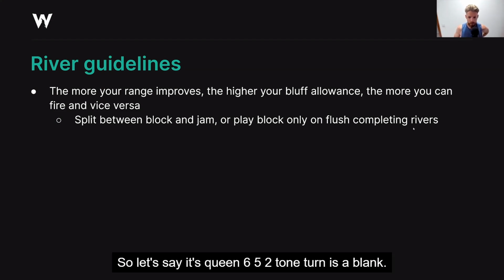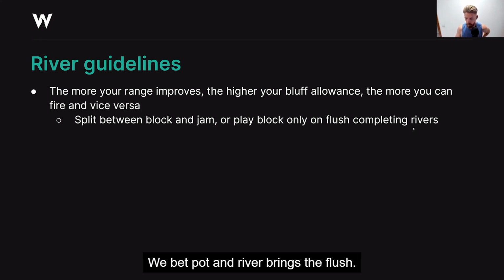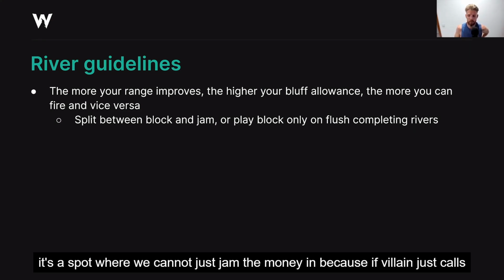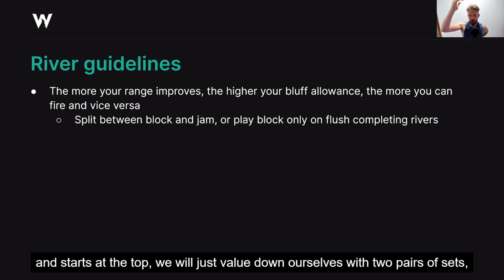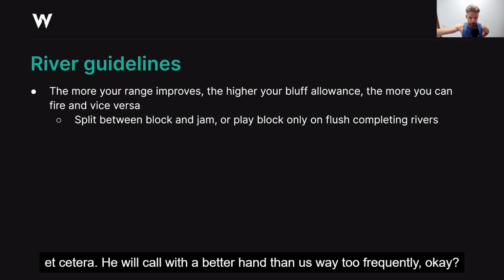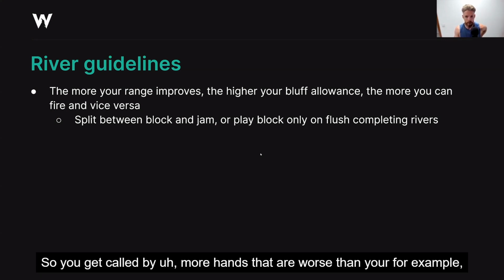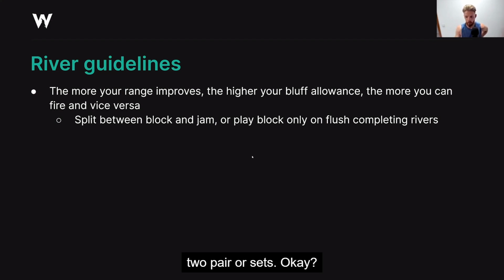So let's say it's queen 6-5 two-tone, turn is a blank, we bet pot, and river brings the flush. And just like if the turn brings the flush, it's a spot where we cannot just jam the money in, because if villain just calls and starts at the top, we will just value down ourselves with two pairs, sets, etc. He will call with a better hand than us way too frequently. Okay. In order to fix that in all situations, you usually size down, so you get called by more hands that are worse than your, for example, two pair or sets.